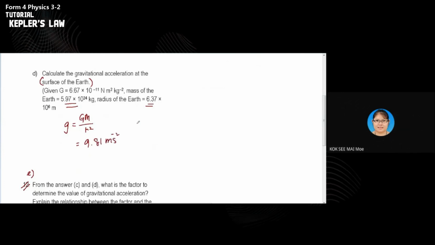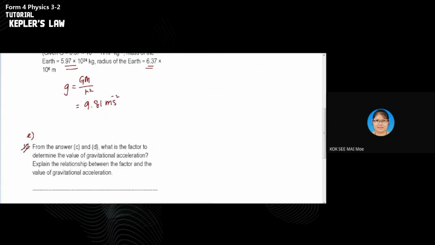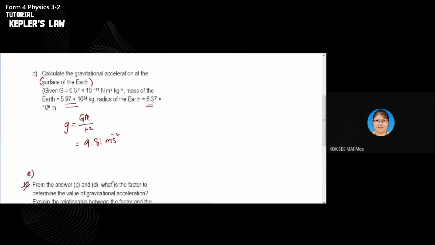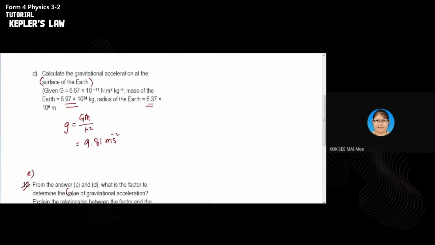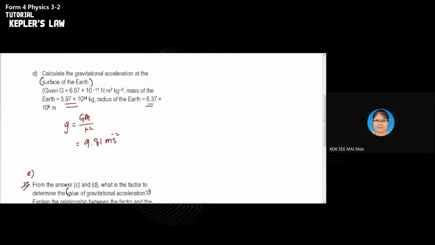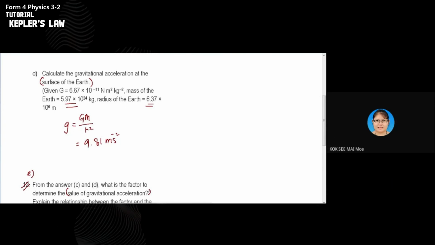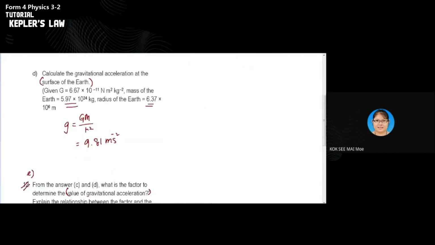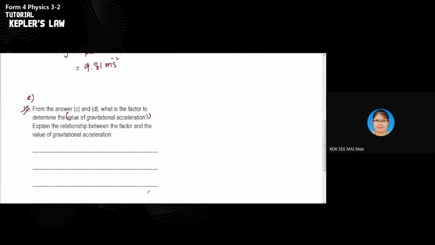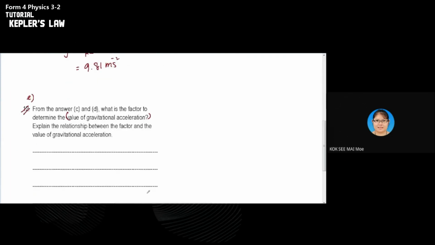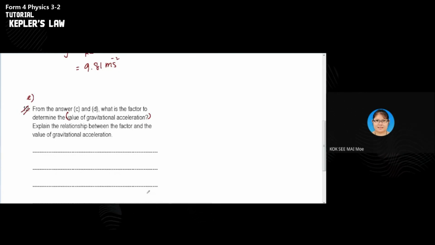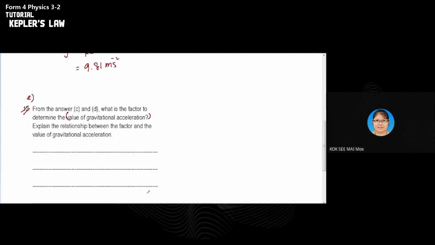Okay, the following is not 12, the following is E, because they refer to the question. Refer to the answers in C and D. What is the factor that determines the value of gravitational acceleration? Actually, what's the factor that affects the answer? Why is one 8.41 and another 9.81? What is the big factor? What's the factor that makes the two answers different?